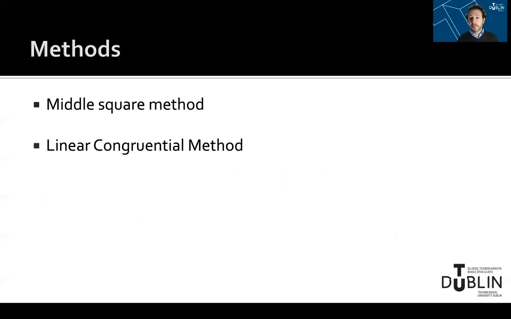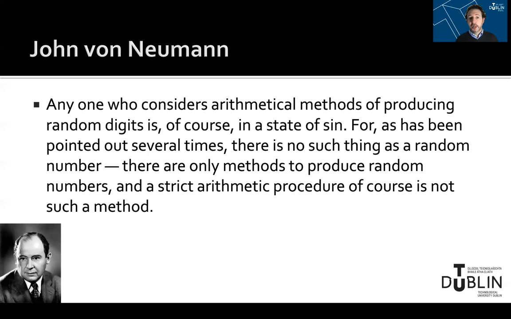So the two methods we look at are the middle square method, and that's what this lecture is about, and the linear congruential method, which is the next lecture. The linear congruential method, as I said, is very similar to the cryptography methods, specifically the Caesar cipher and the Vigenere.